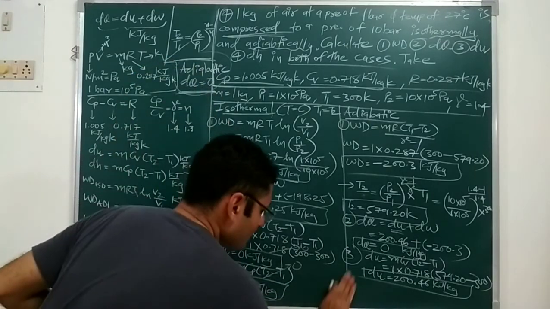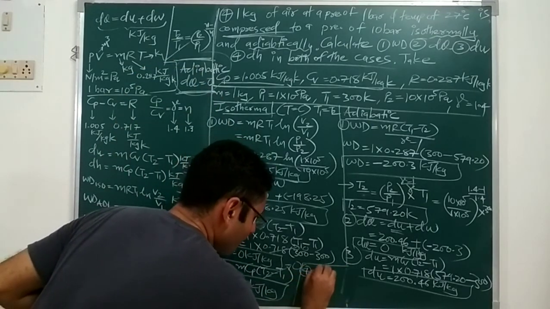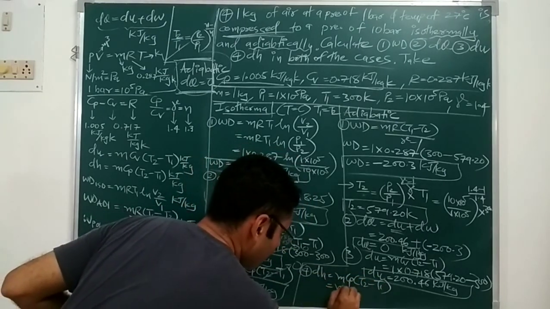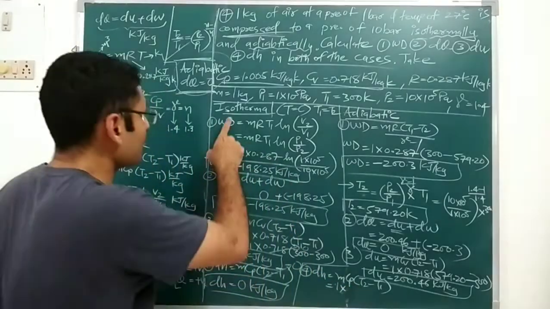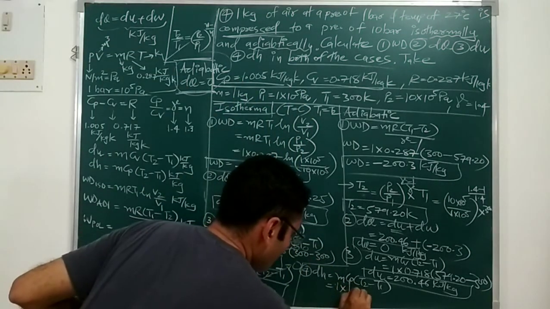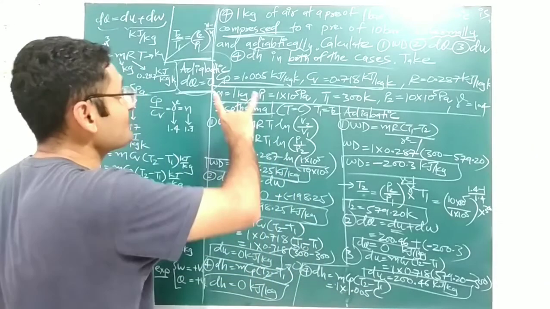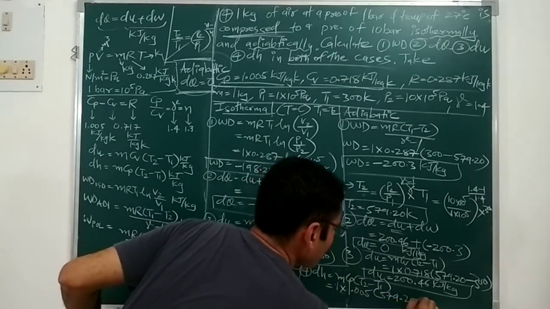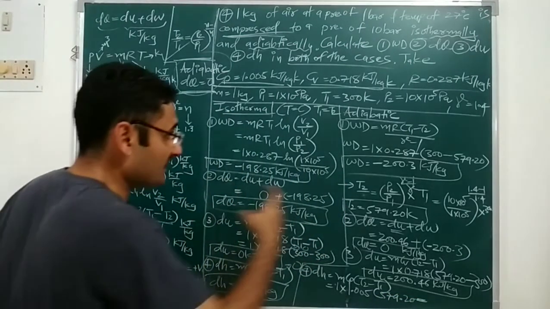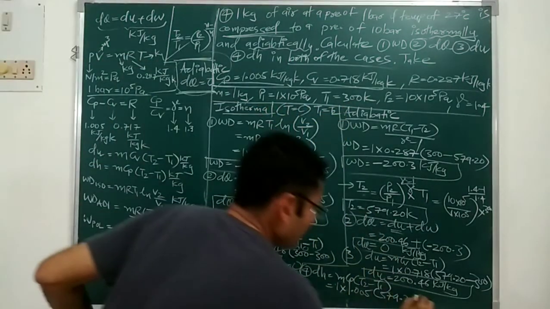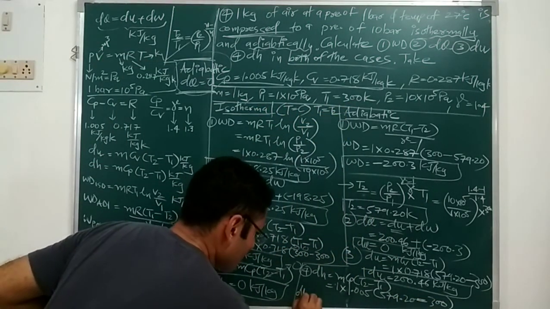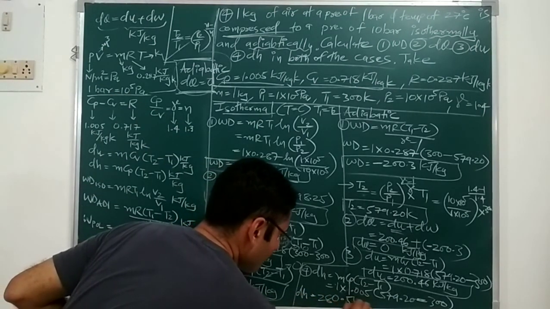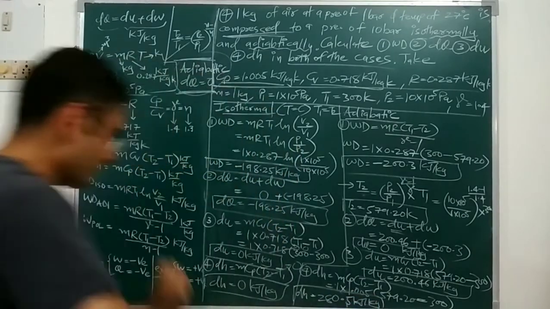And finally, for the adiabatic process, dH, we have to calculate mCp (T2 minus T1). M is 1, Cp value is given, 1.005. T2 value we have calculated, 579.20, minus T1. T1 is 300. So if you calculate, the dH answer for the adiabatic process you will get 280.5 kilojoule per kg. So that is the last numerical.